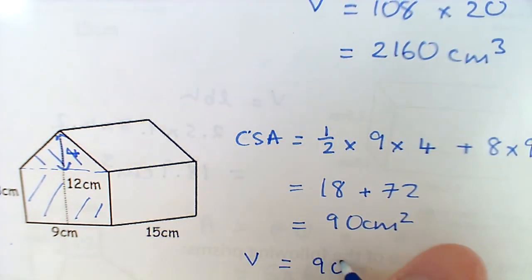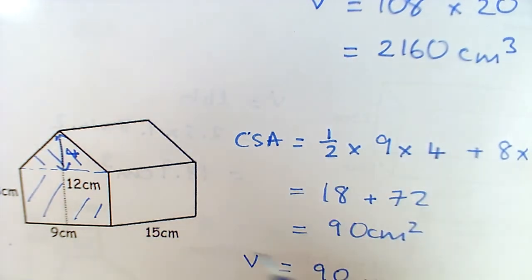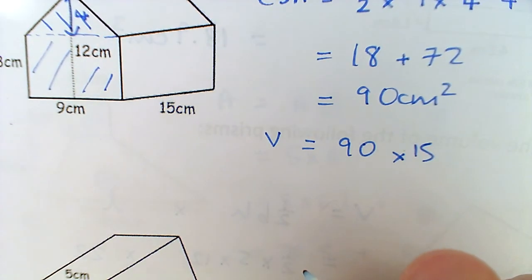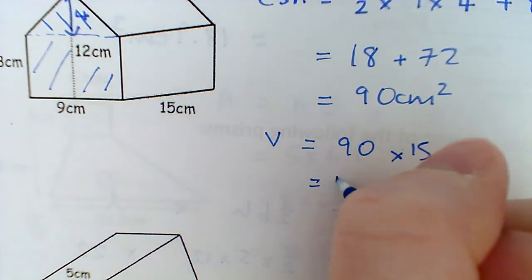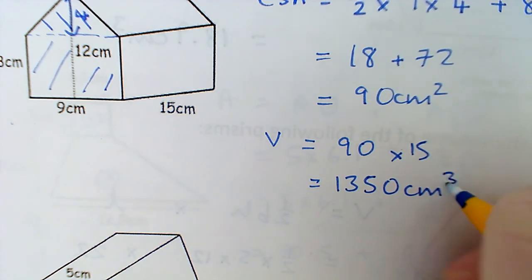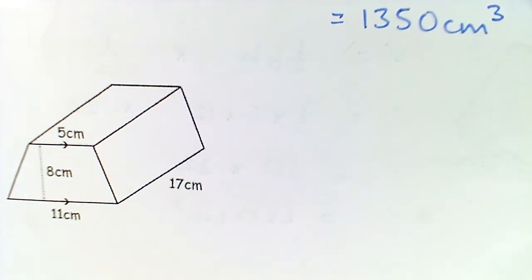To get the volume then, we multiply the cross-section area by the length, which is 15. And we get 1,350, and that's centimetres cubed.